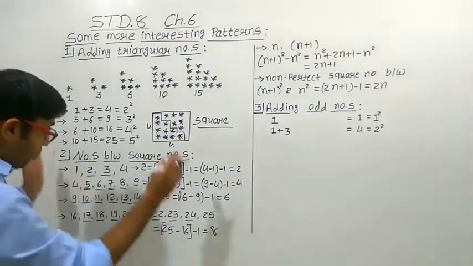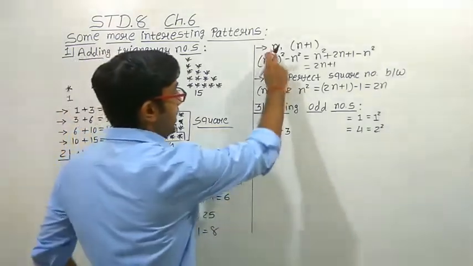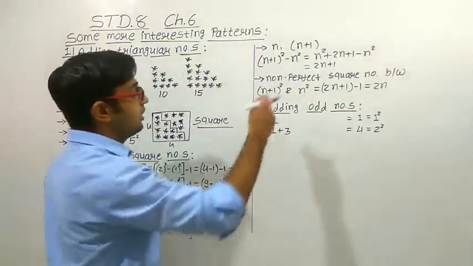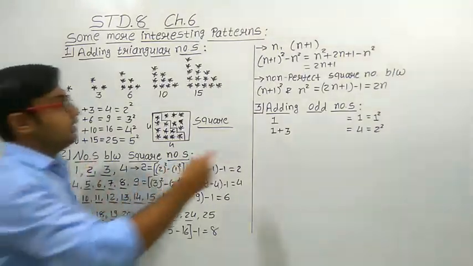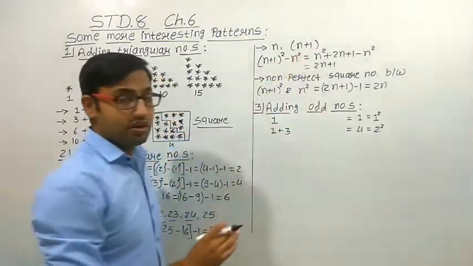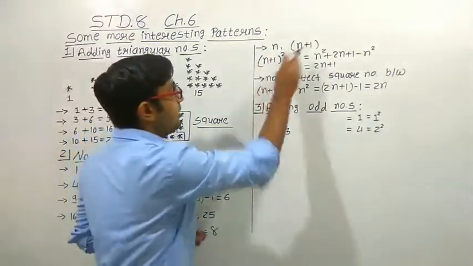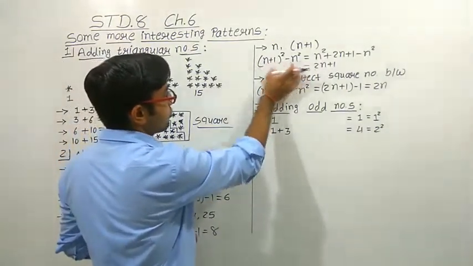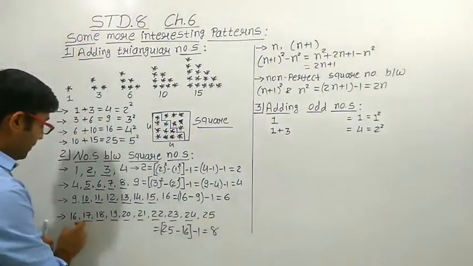So in general, if we want to represent this situation, let us consider one number, that is n, and one more number which is the next number, that is n plus 1. Like if we take 2, then the next number will be 3. If we take n as 3, then this number is what? 3 plus 1, 4. So we take the two consecutive numbers n and n plus 1. Now what about if we subtract their squares? Like here we are subtracting 5 squared minus 4 squared.